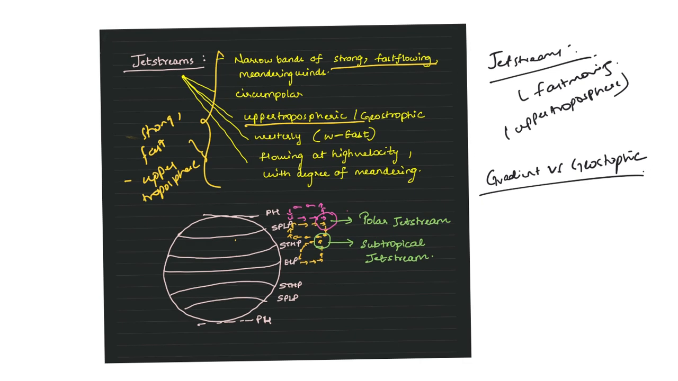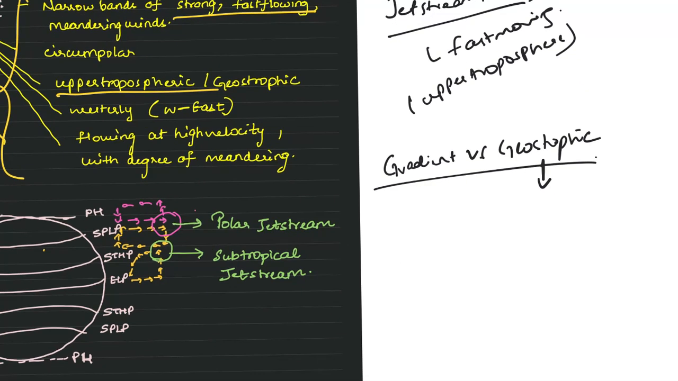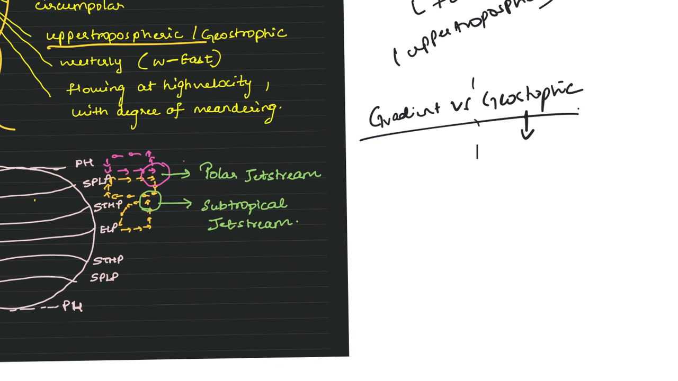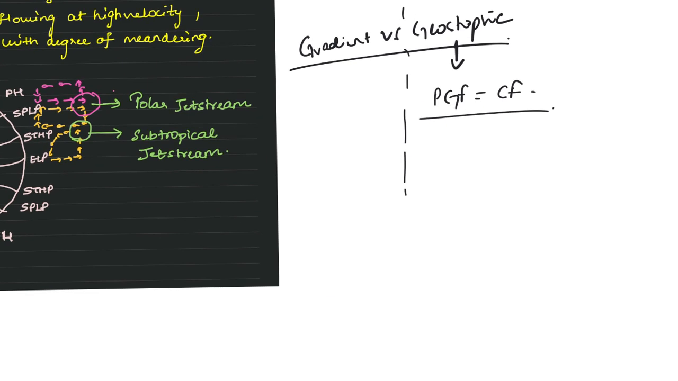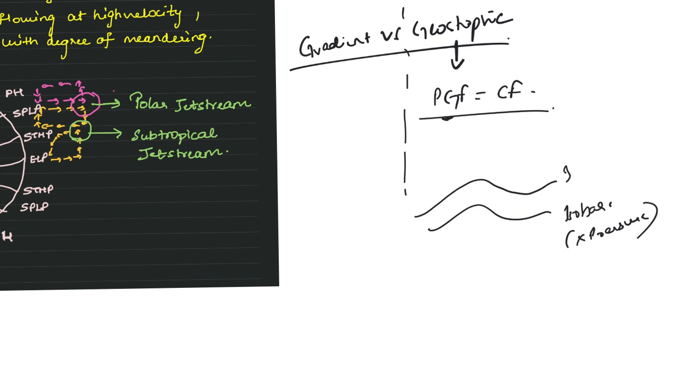Geostrophic wind is when, we have seen the differences and also the characteristics. But again, I'll give you a quick recap here. Geostrophic winds are when the pressure gradient force is equal to the Coriolis force. I'm hoping you remember what the pressure gradient force and Coriolis force are, but again a quick recap. Say this is the isobar of x pressure, and this is another isobar of y pressure. We all know winds will be moving from high pressure to low pressure.